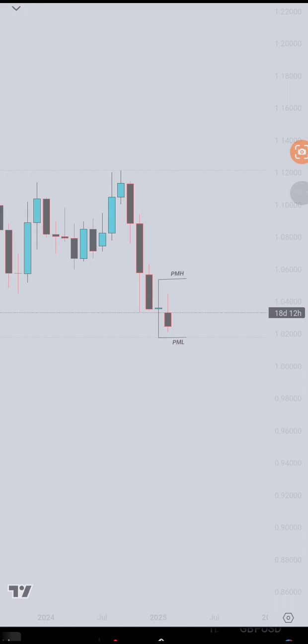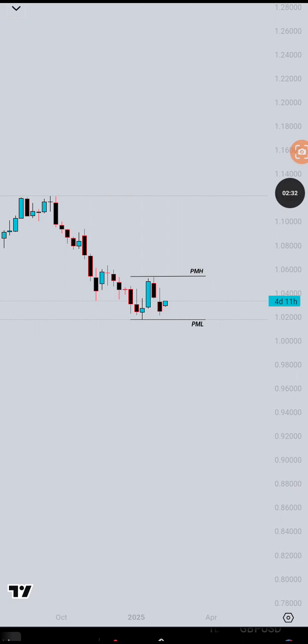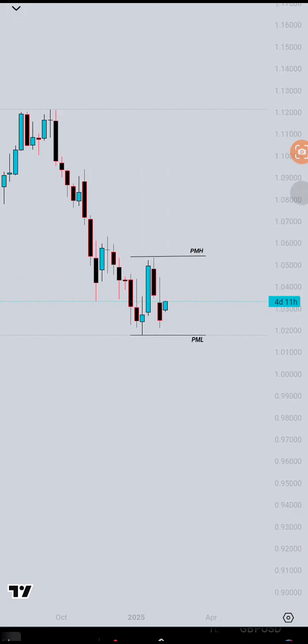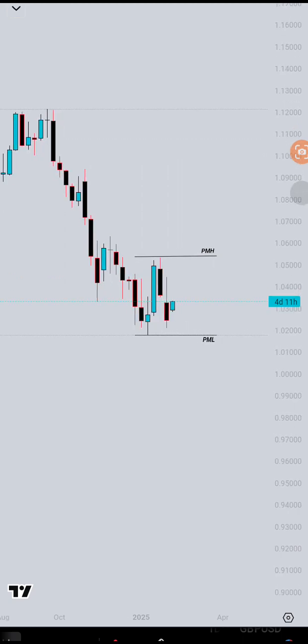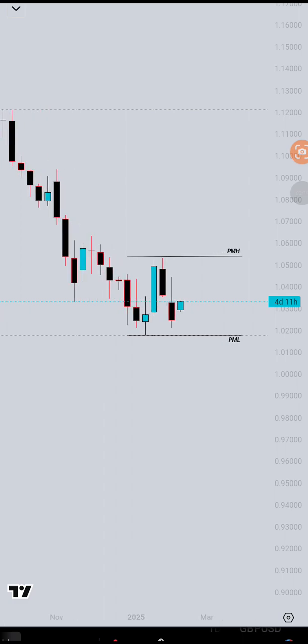Is it going for the previous month's high, or is it likely that we might be going for the previous month's low? I don't know, my network is stubborn, it seems the network isn't responding. It's okay. So from the weekly time frame, here we have the previous month's high and the previous month's low.